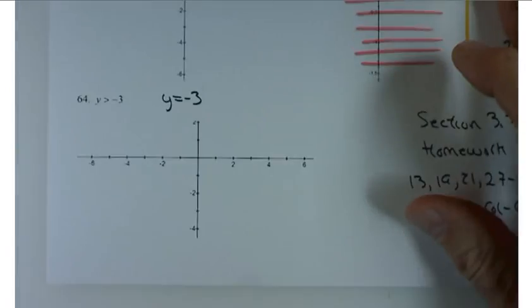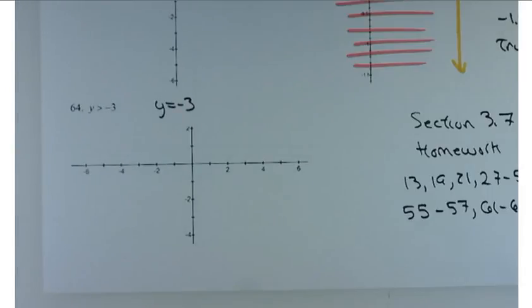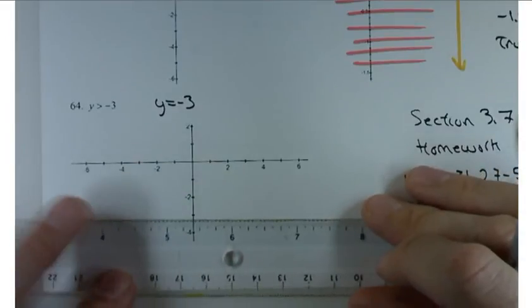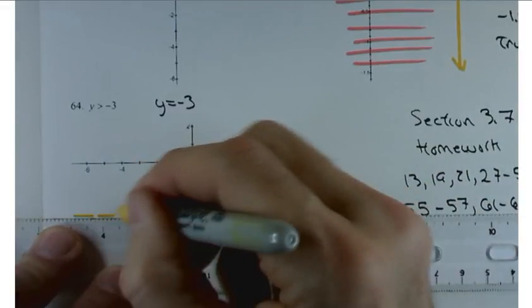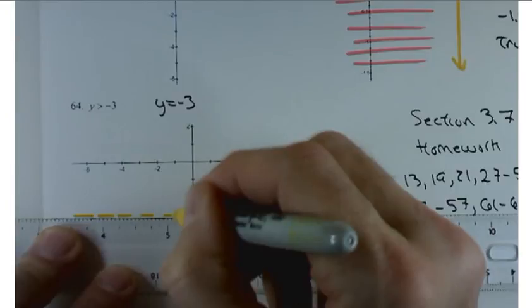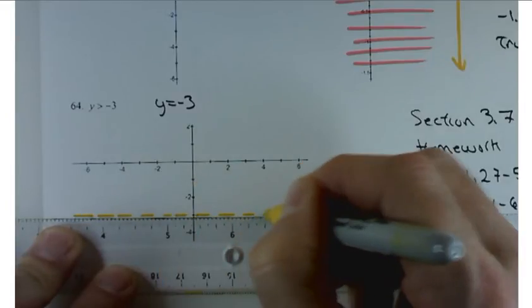We're going to do the same thing here. What's the graph of y equals -3 going to look like? Horizontal line. This time that line is going to be at -3. What kind of line should I draw through -3? Dashed line. Now, again, it's up to you if you need to test points or not.